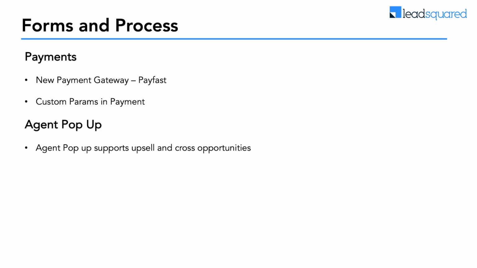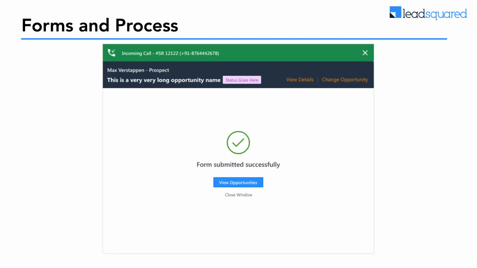Agent pop-up now supports upsell and cross-sell opportunities. Earlier, whenever you submitted an agent pop-up, it used to close automatically. Now we have provided a temporary state where we say view opportunities, so that users can go back and do an upsell if they see relevant opportunities, or cross-sell if they see that a particular product can be pitched to them as well. So you can have multiple opportunities being sold in the same call and multiple information being captured.